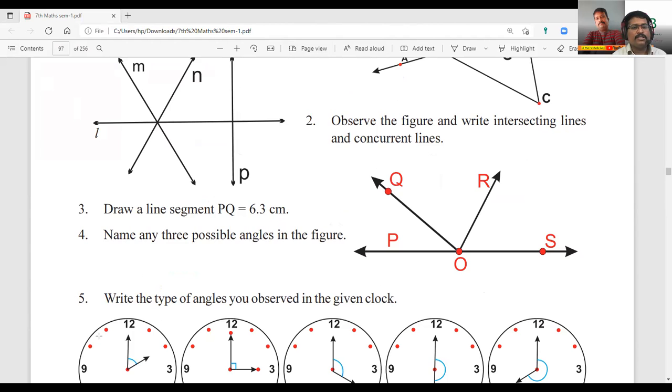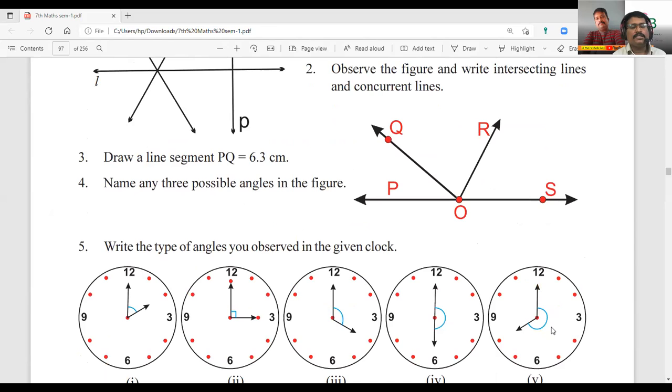Name any three possible angles in the figure. If two rays are combined together at one point, then we call them an angle. So like this.